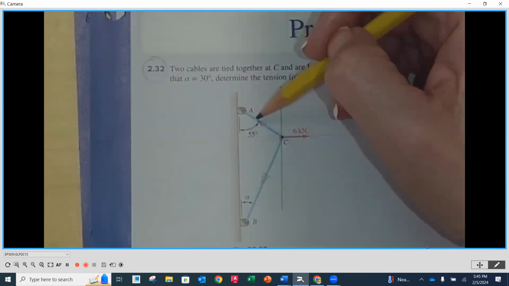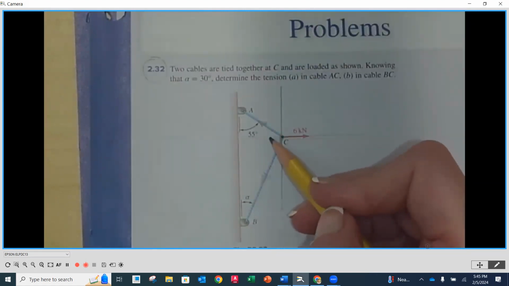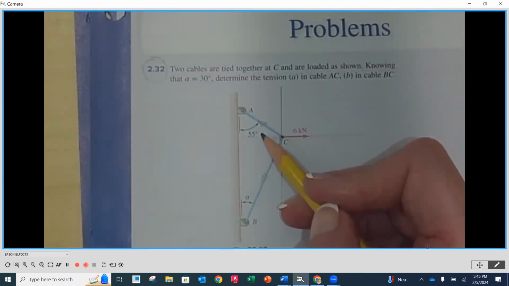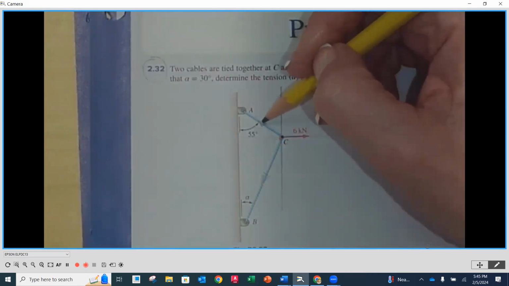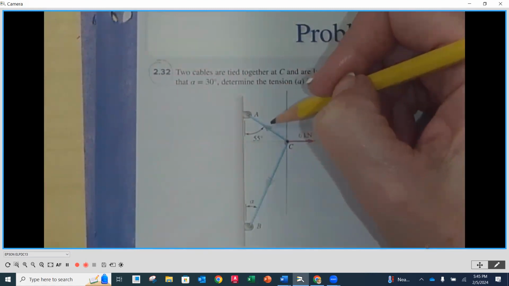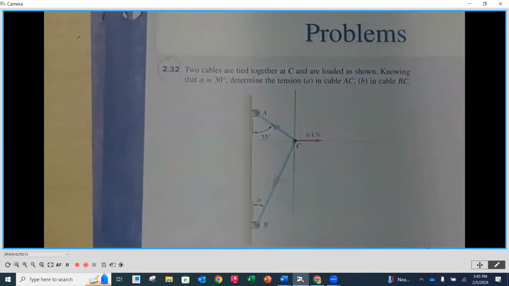They're giving us the angle of 55 degrees, so this is a different angle. This is not 55 degrees to the horizontal, so make sure you check your angles here. It's going to be along that cable, and it's going to be pulling away, so you're going to have a vector that's going up and to the left.